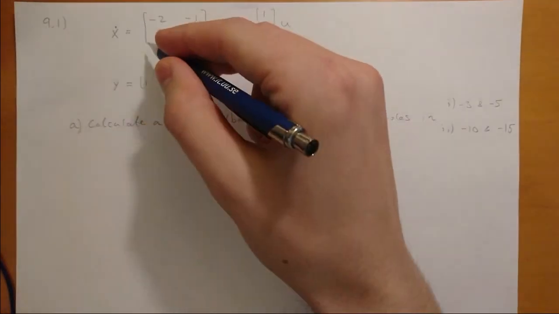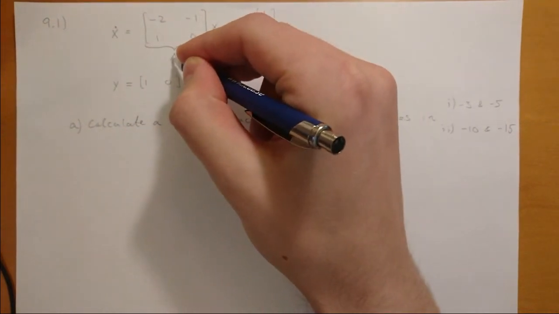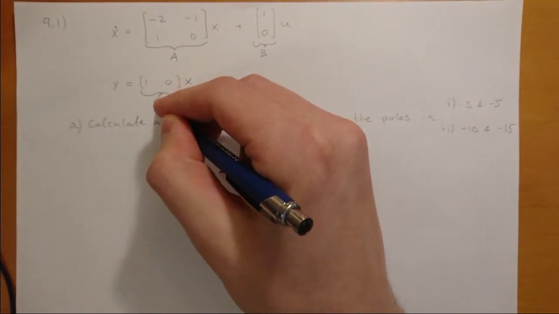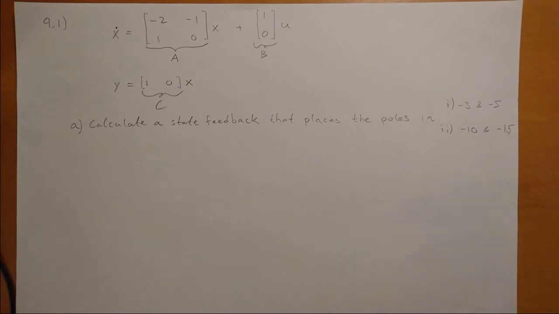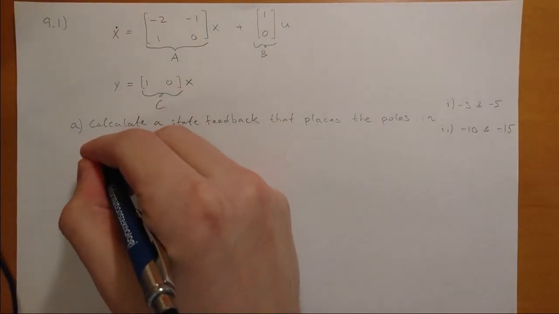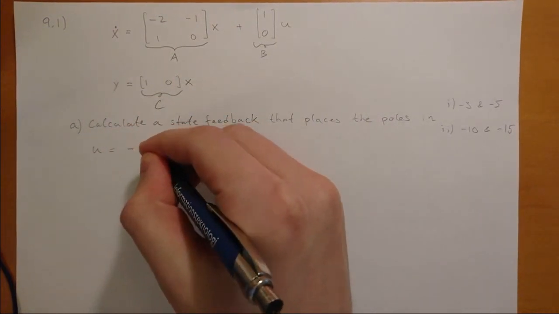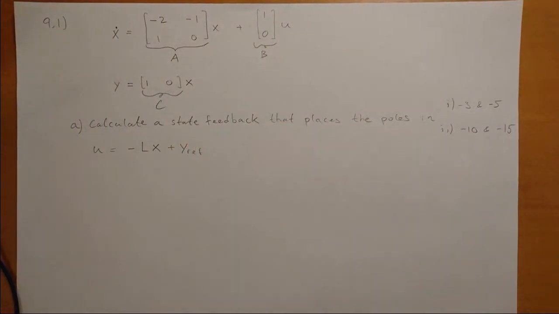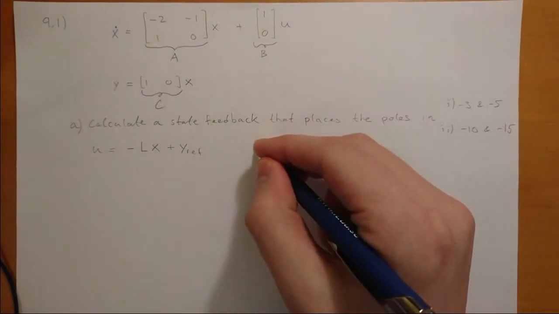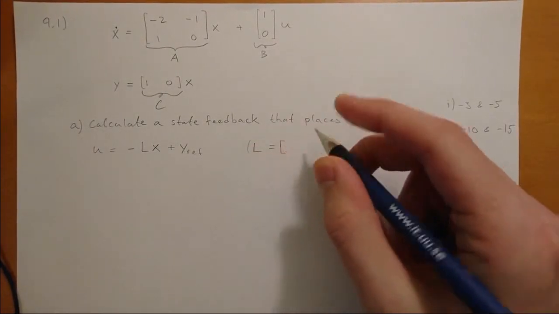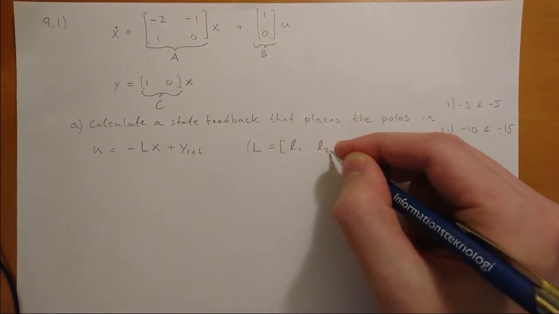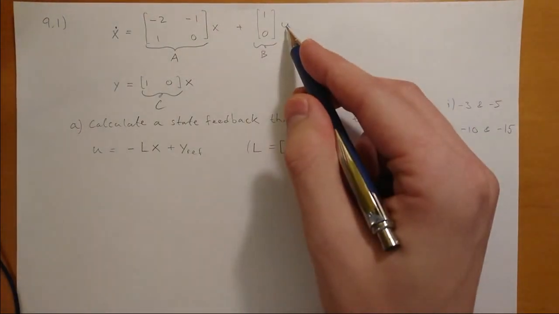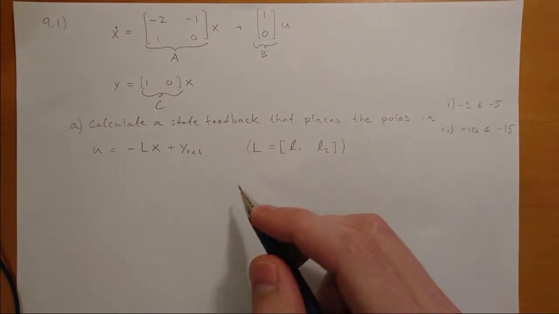Okay, so first of all I'm just going to name these matrices as we usually do. So this one is A, and this one is B, and this one is called C. And now we're going to use state feedback, which means that the input will be selected as -L times x plus a reference signal. So let's call it yref. And since we have two states in our system, this L matrix here will just be a row vector with components L1 and L2. Okay, so what we're going to do is simply to substitute u up here with this feedback expression. So let's do that.